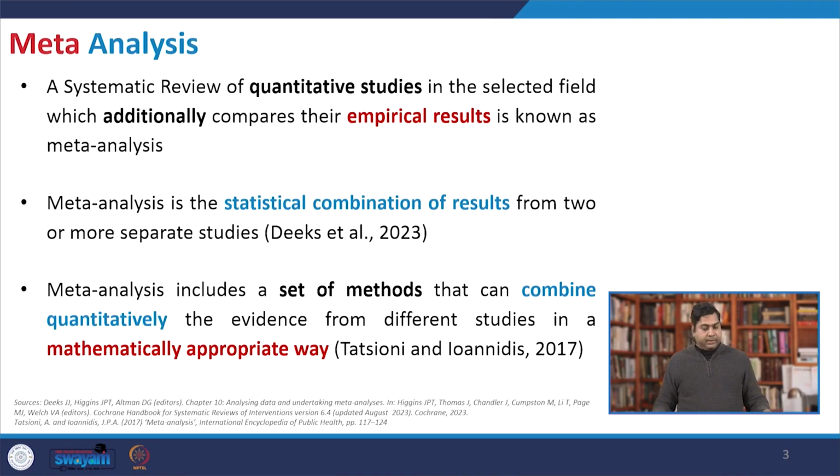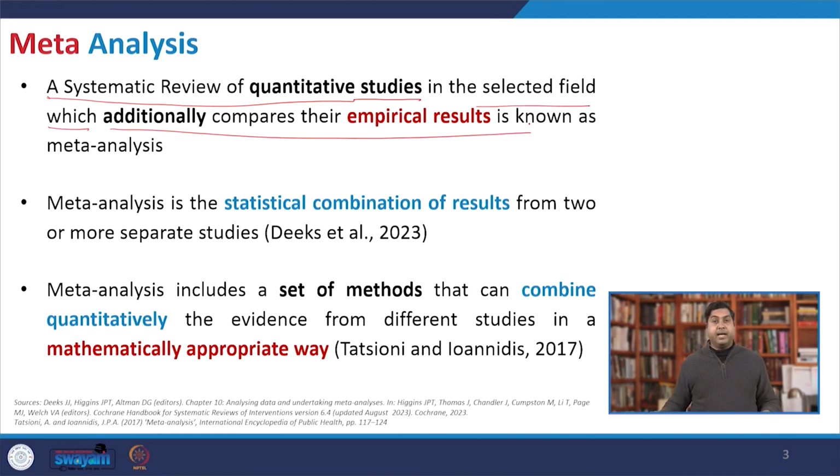Now what is meta-analysis? It is a systematic review of quantitative studies in the selected field which additionally compares the empirical results, and is known as meta-analysis. We have seen in systematic literature review that with our inclusion and exclusion criteria we can finally come to a number of papers which are most relevant for your field of research, and then you go and develop your deep understanding about those past studies, the literature, the content that they have published.